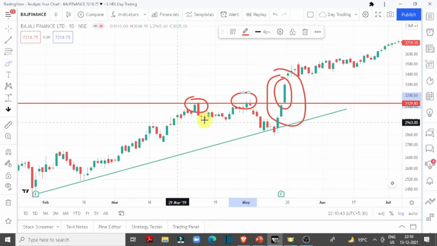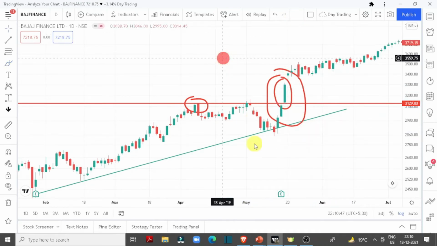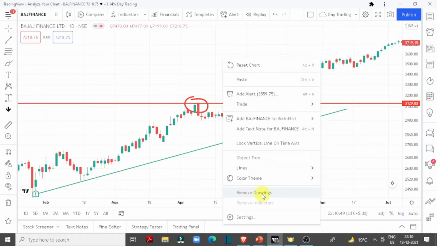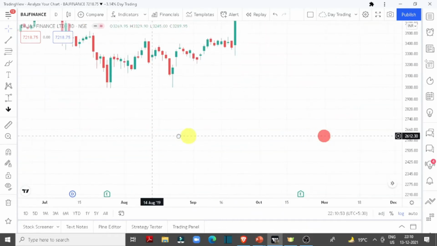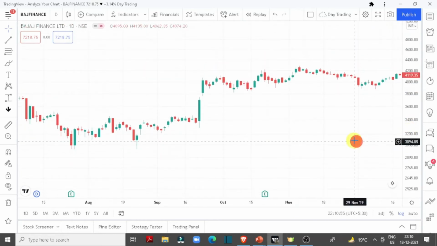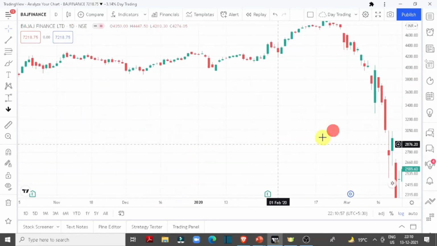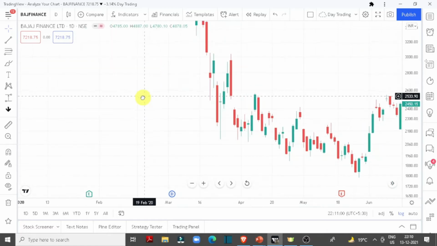So let me remove all of these things, let me remove all the drawing, and we will take a very good example to make you understand this concept well. So let's go ahead and let's go ahead in time and figure out a period where this thing happened.